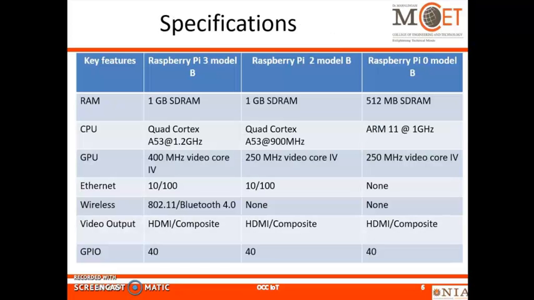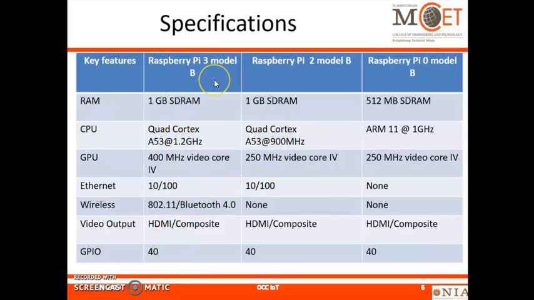Next, coming to the specifications. There are various variants of Raspberry Pi available. So Raspberry Pi 3 and Raspberry Pi 2 and Raspberry Pi 0 model is the first developed model. Later Raspberry Pi 2 and it comes to Raspberry Pi 3. So these are some of the variants that are commonly used. There are others also, but these are considered as main market holders. So the key features are given here.